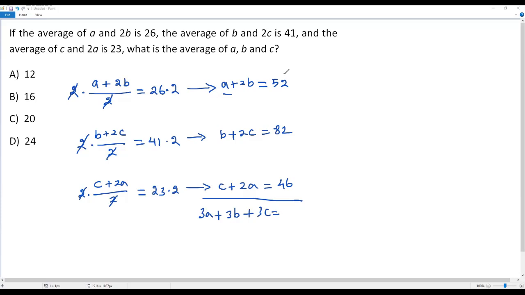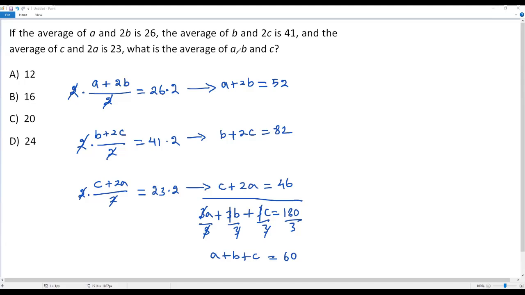Now I have to add the numbers 52, 82 and 46 on the right side. When I add them, I am getting 180. Now we can consider the coefficient of A, coefficient of B, coefficient of C, and also the result on the right side, 180. All of them are multiples of 3, so we can divide each term in this equation by 3 to make the numbers smaller, so that the further calculation will be easier. When I do so, the 3s cancel, and I'm getting A + B + C equals, when I divide 180 by 3, 60.